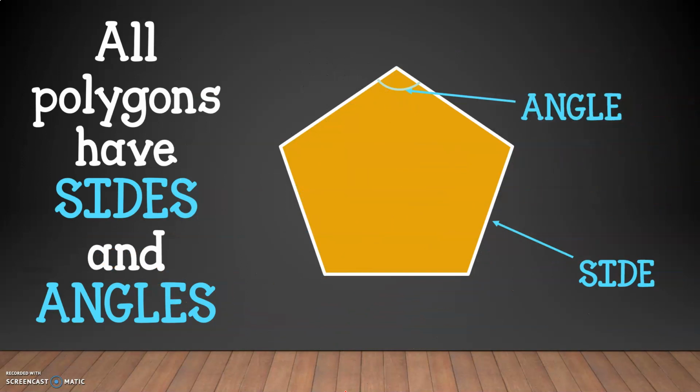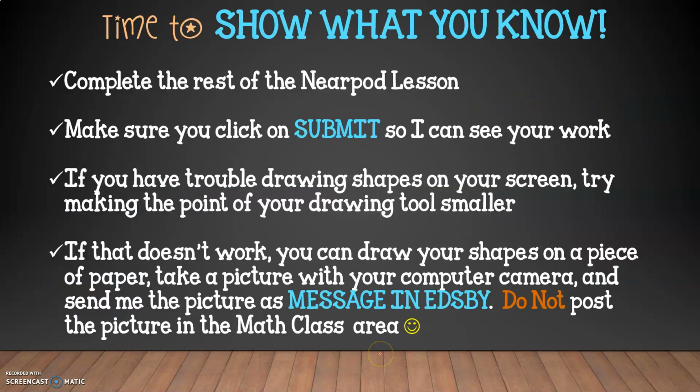All polygons, if they follow those 3 rules, have sides and angles. Sides are these straight edges that they have that go all the way around. The angle is that inside area where 2 edges or sides meet. So every polygon is going to have sides and angles.